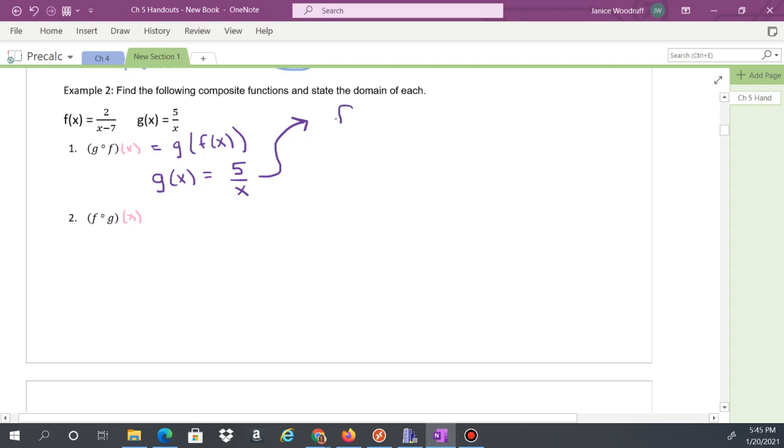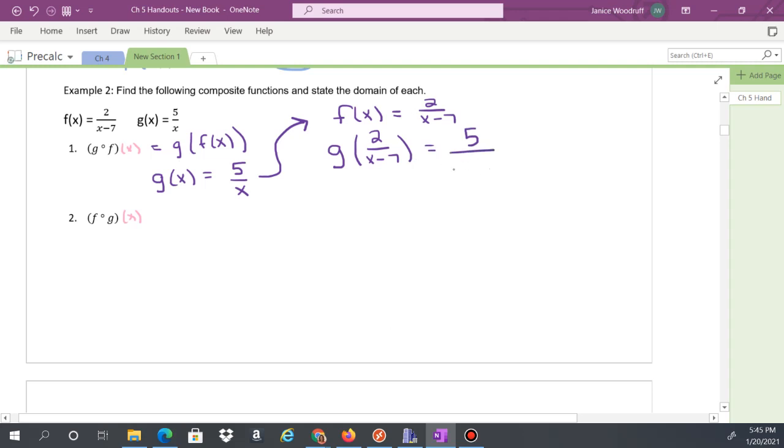So you have g of f of x, which is 2 over x minus 7. That is going to go into your g of x function like this. You're doing g of 2 over x minus 7. So you have 5 over this 2 over x minus 7.